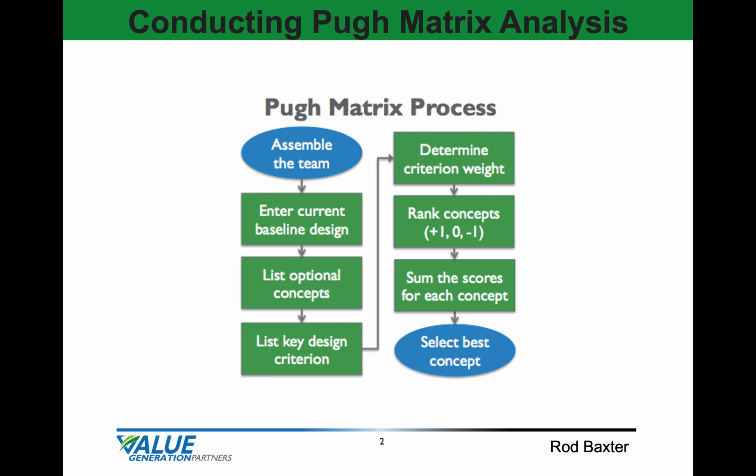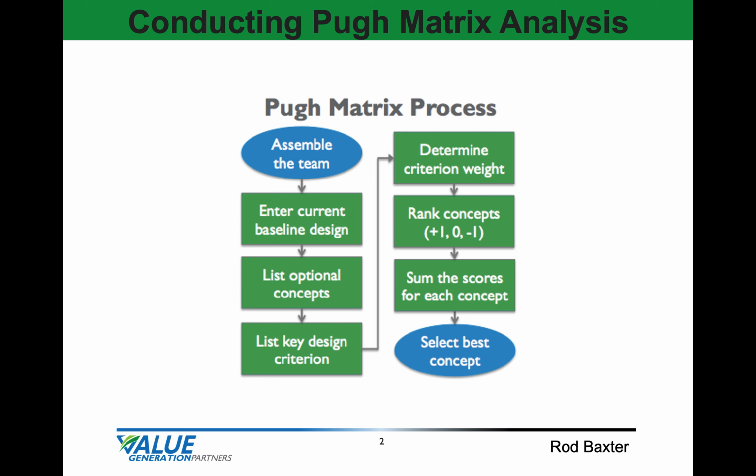We'll determine a weighting factor for each of the key criteria. Weights may be determined using pairwise comparison or simply ranking on a scale 1 to 5. We'll evaluate each concept against the current baseline for each criteria and provide a score of +1 for better than, 0 for equal, or -1 for worse than the current baseline design.